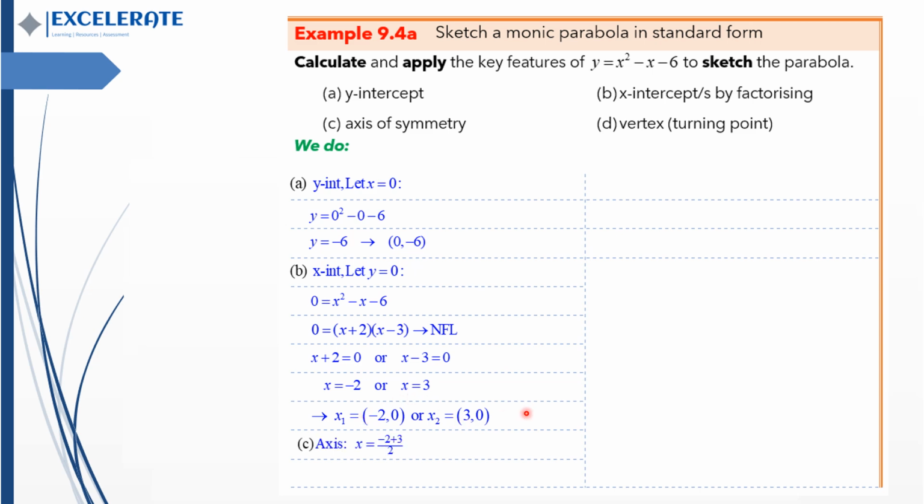The axis of symmetry is halfway between those 2 points due to symmetry. So 3 take 2 is 1, and half of 1 is 0.5. So x equals 1/2 is the axis of symmetry.